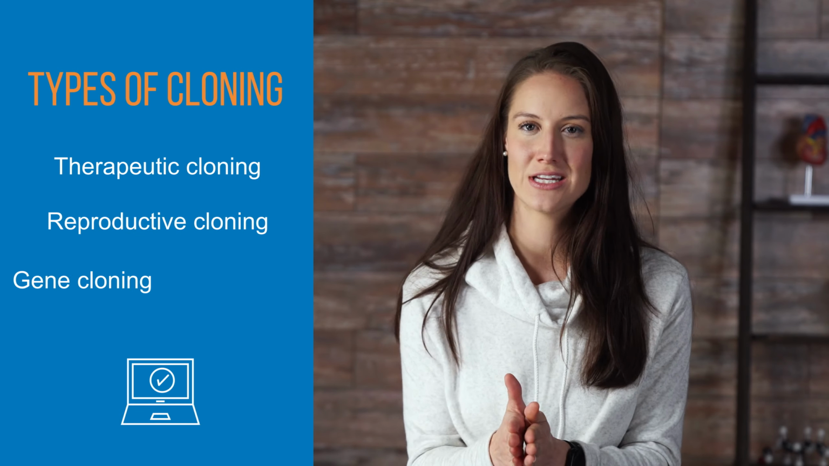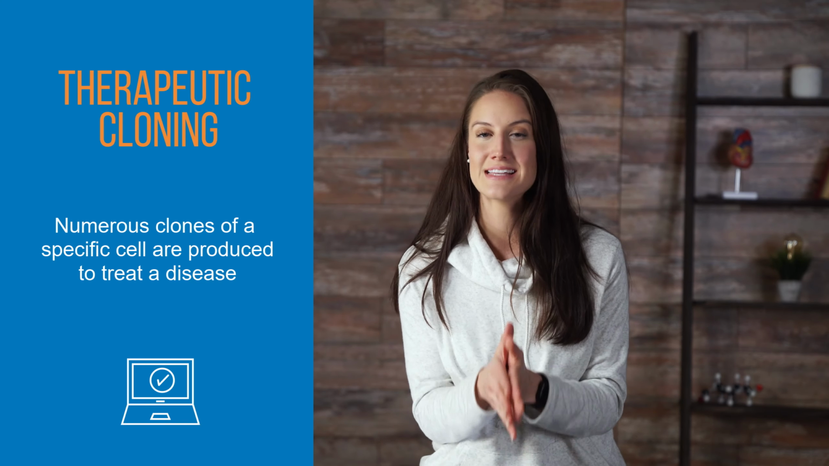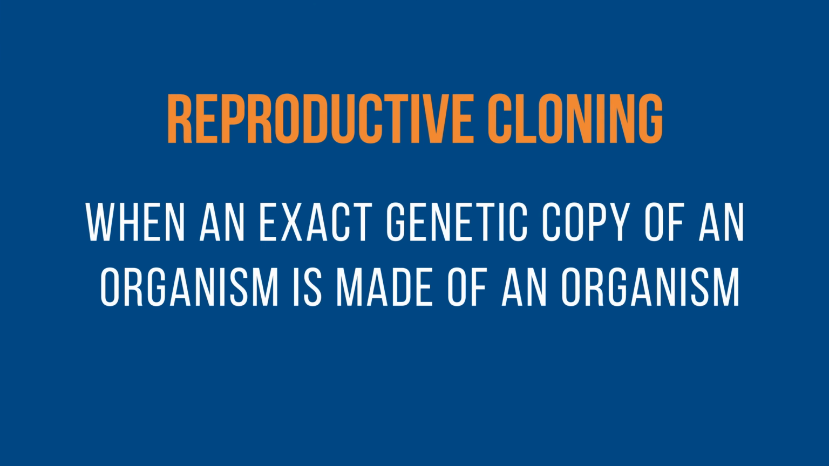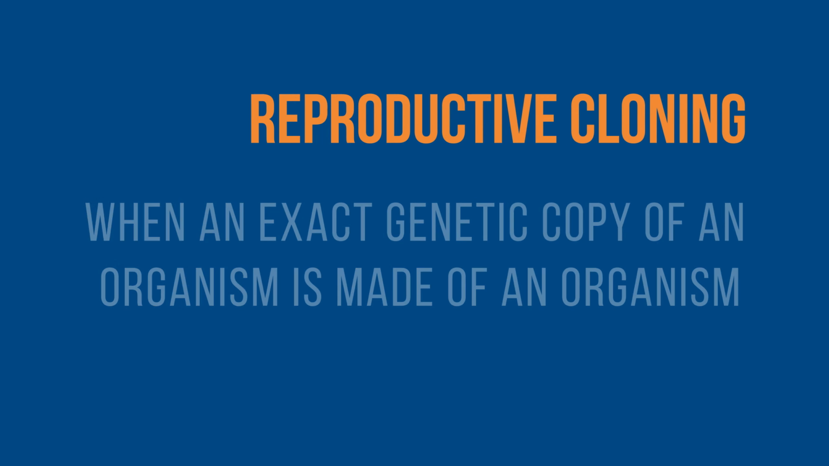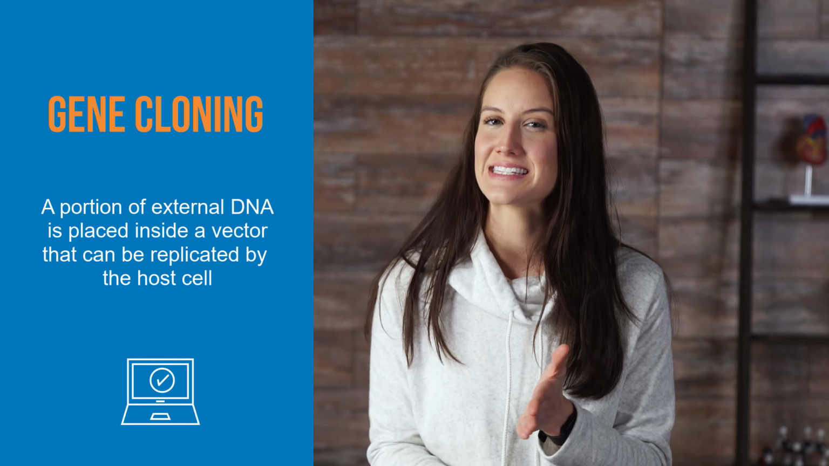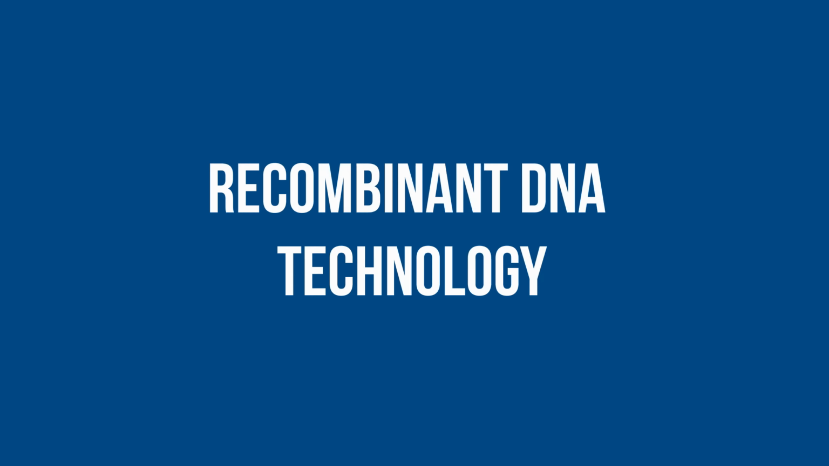Within the field of genetic cloning, there are actually 3 different types of cloning: therapeutic cloning, reproductive cloning, and gene cloning. Therapeutic cloning is when numerous clones of a specific cell are produced in order to treat a disease. Reproductive cloning is when an exact genetic copy of an organism is made. Gene cloning is when a portion of external DNA is placed inside a vector that can be replicated by the host cell. You may have also heard this referred to as recombinant DNA technology.